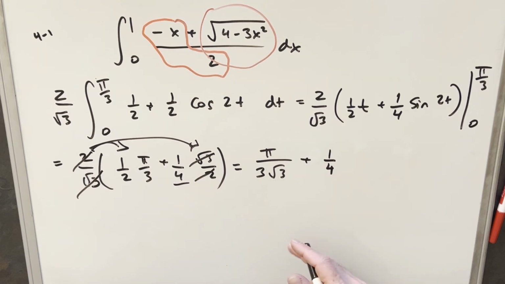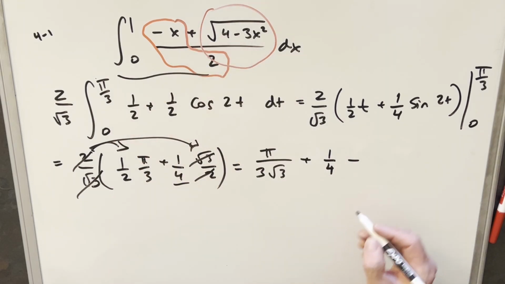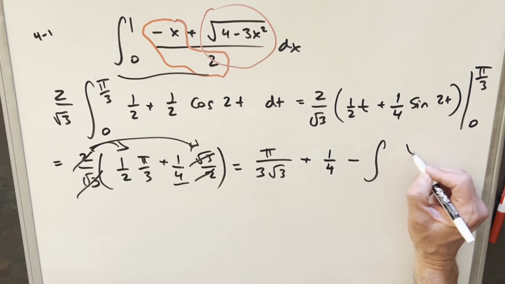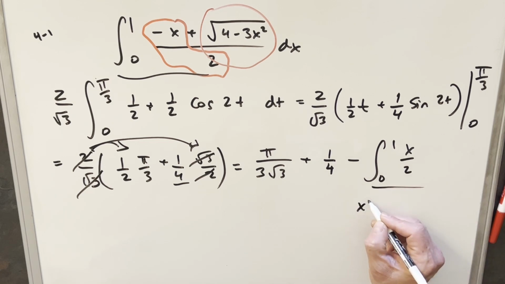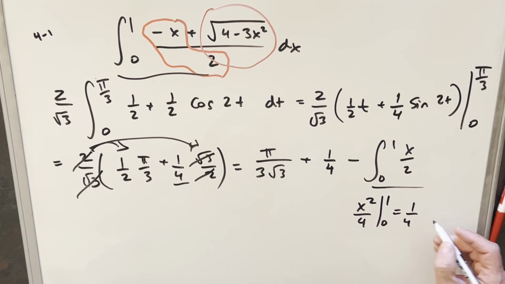And I kind of lied a little bit when I said we were finishing off, because we still have this integral here. We still have this minus x over 2 thing. So I'm going to write this. We're going to need to find the integral here of x over 2 from 0 to 1. Okay, so if we integrate this, we're going to get just x squared over 4. And we just need to evaluate this from 0 to 1. So plugging in a 1, we get 1/4. Plugging in 0, we get 0.